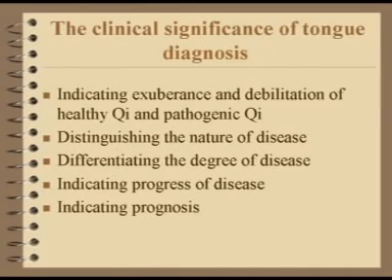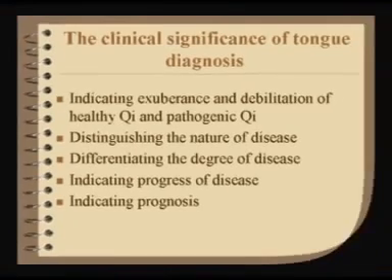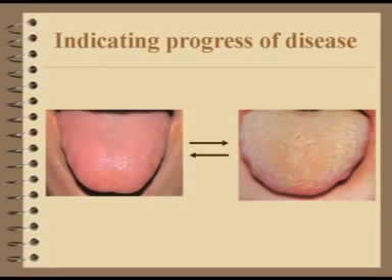The fourth aspect, the changes of the tongue can also indicate progress of disease. If the coating color changes from white to yellow, from yellow to black, or the tongue coating changes from thin to thick, from moisture to dryness, it indicates that the pathogen enters the interior, or disease changes into severe, or disease changes from cold into heat syndrome, or leads to fluid damage.